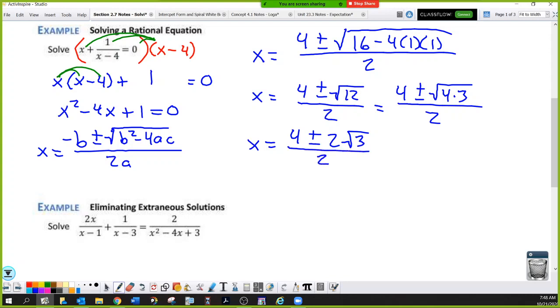And the very last step, because both the 4 and the 2 can be divided by 2, we have to divide them both by 2. So this gives me 2 plus or minus the square root of 3. And since neither one of those answers is x equals 4, we're good. They both work. 2 plus root 3, 2 minus root 3.